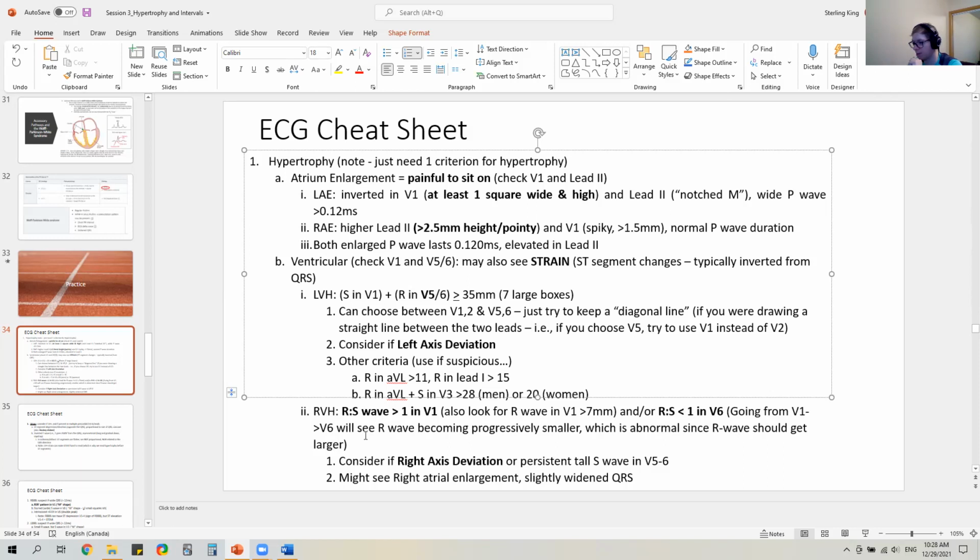So going from V1 to V6, you should see the R wave becoming progressively smaller, which is abnormal since the R wave should be getting larger as you go from V1 to V6. And of course, consider right ventricular hypertrophy if you see right axis deviation, and you might see some right atrial enlargement and maybe a slightly widened QRS.